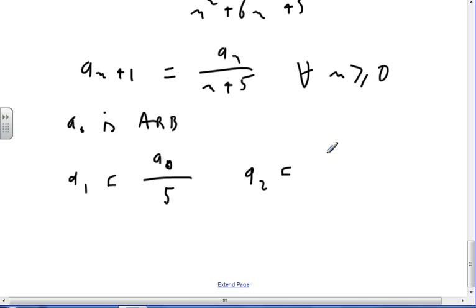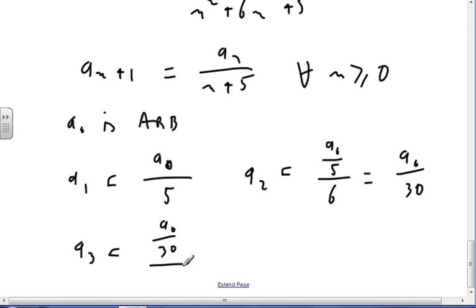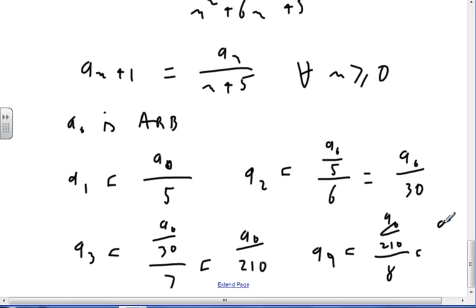a2 is equal to a0 divided by 5 divided by 6. a3 is a0 divided by 30 divided by 7. And a4 is a0 divided by 210 divided by 8. Okay, so that's going to be a0 divided by 1680.